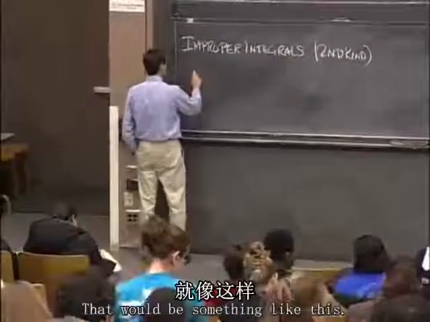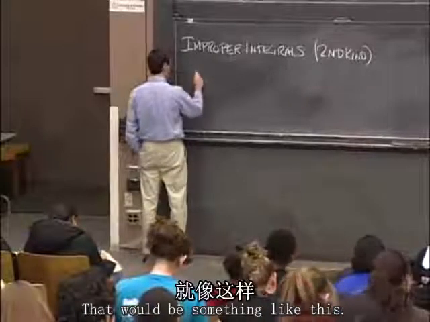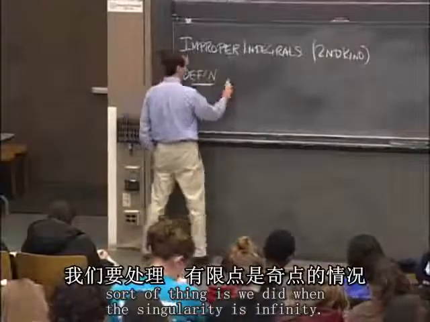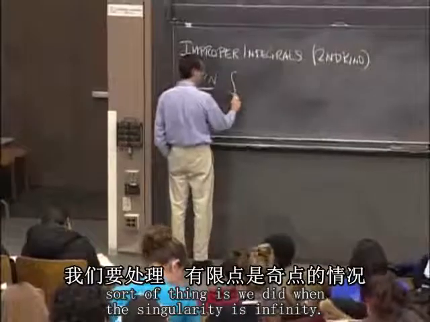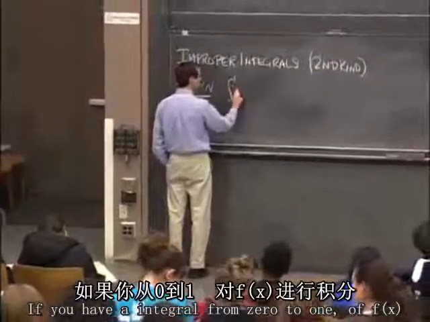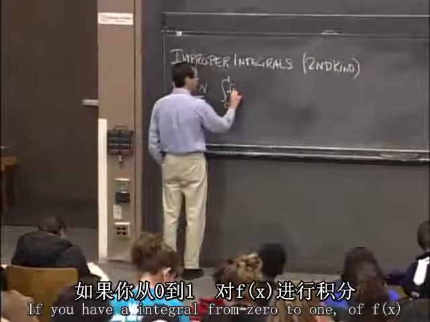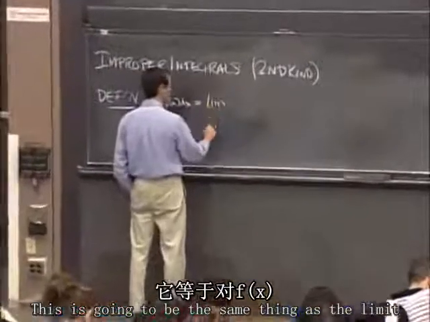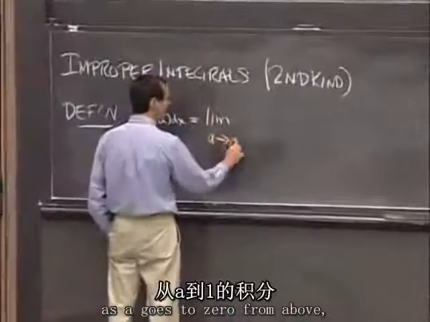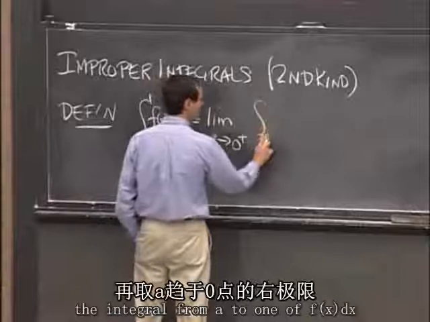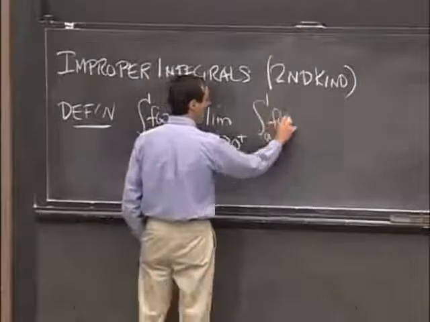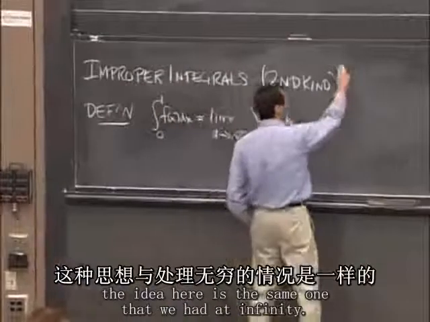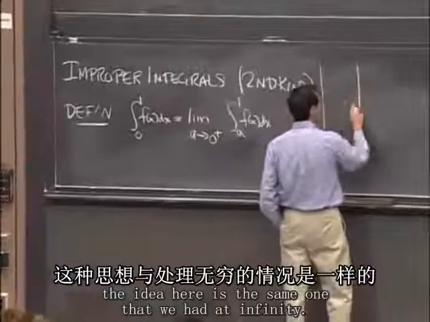Now, that would be something like this. So here's the definition, if you like. Same sort of thing as we did when the singularity was at infinity. So if you have the integral from 0 to 1 of f of x, this is going to be the same thing as the limit as a goes to 0 from above of the integral from a to 1 of f of x dx. And the idea here is the same one that we had at infinity.